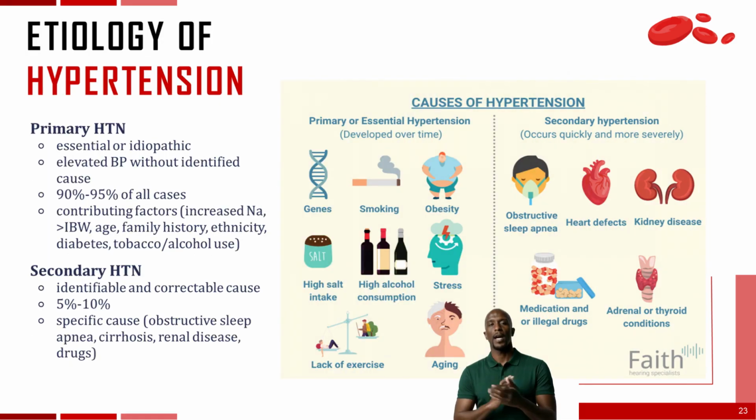Hypertension is categorized into primary and secondary types. Primary hypertension, accounting for 90 to 95% of cases, lacks an identifiable cause but is influenced by factors like high sodium intake, obesity, and lifestyle. Secondary hypertension, comprising 5 to 10% of cases, has identifiable causes such as obstructive sleep apnea and renal disease.